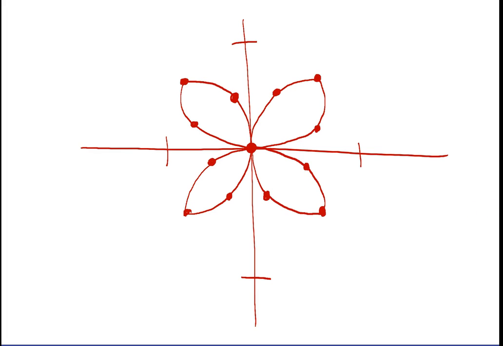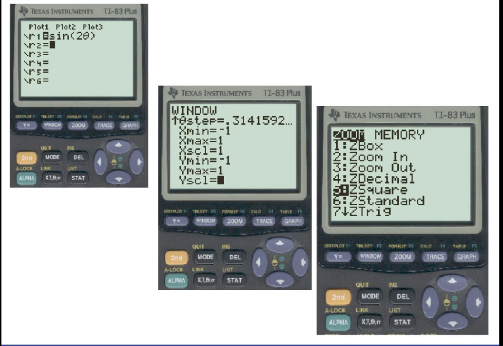All right. What is this one called? I'll show it to you later. This is called a rose curve. These are rose curves right here. Let's see how we can do this on a calculator, though. This will be the easier one. Let's go for it here.